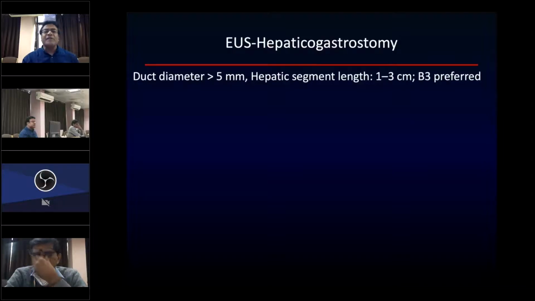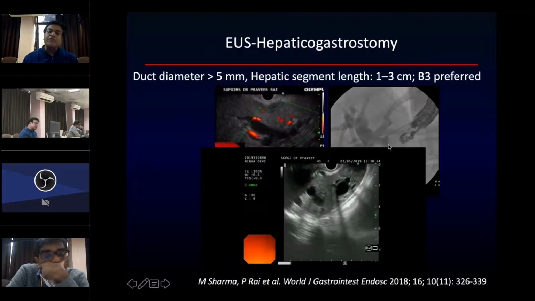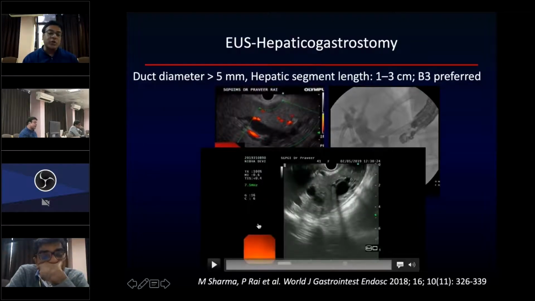However, the other option that we have is an EUS-guided hepaticogastrostomy. This is typically performed when you have a duct diameter of more than 5 millimeters, and the hepatic segment length we need to have is at least 1 to 3 centimeters to perform the procedure. So when we inject contrast, this ductal system is the B3 segment that we see, and this is the segment that is usually punctured for doing an EUS-guided hepaticogastrostomy.